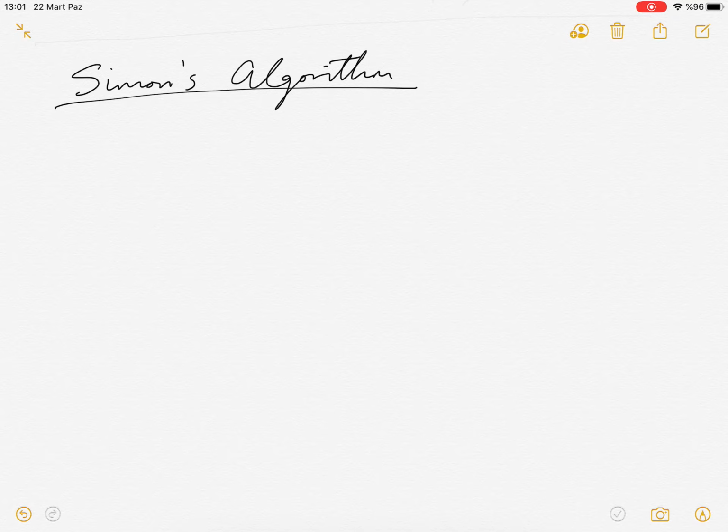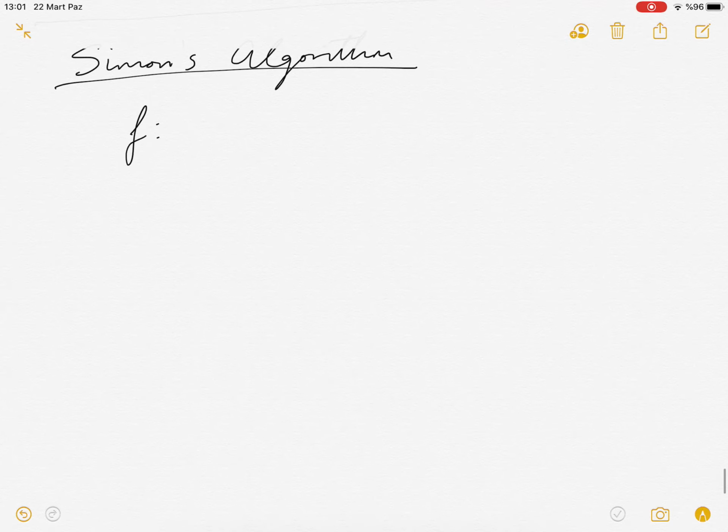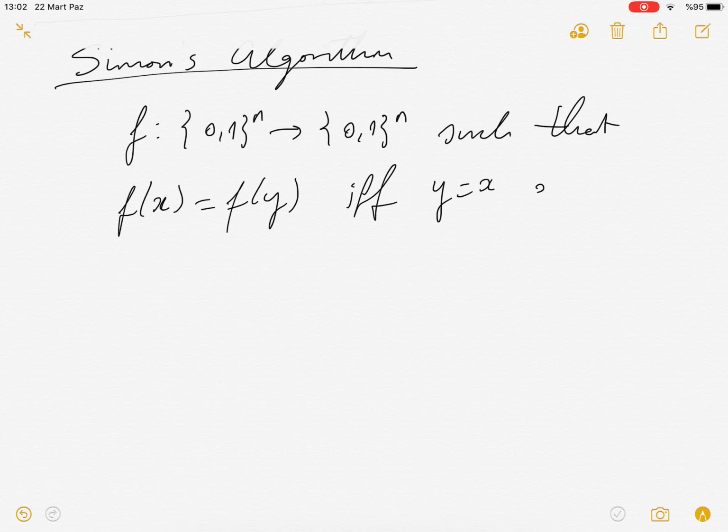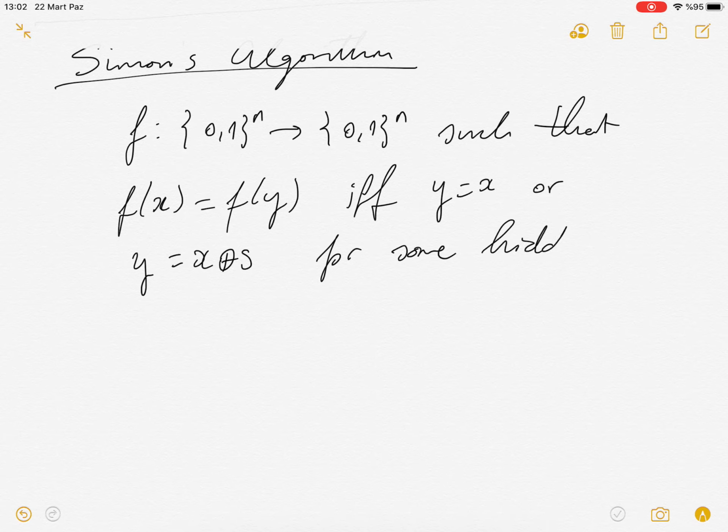Now, consider the function f from {0,1}^n to {0,1}^n. So a function f from binary strings of n-bit length to the same set, such that f(x) = f(y) if and only if y = x or y = x XOR s, for some hidden string s.